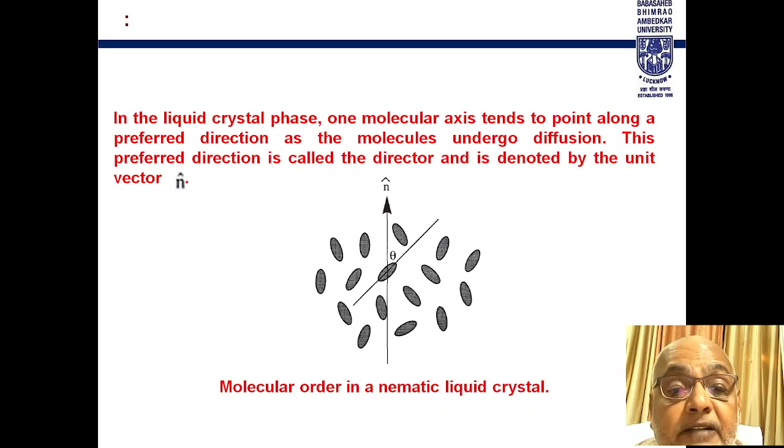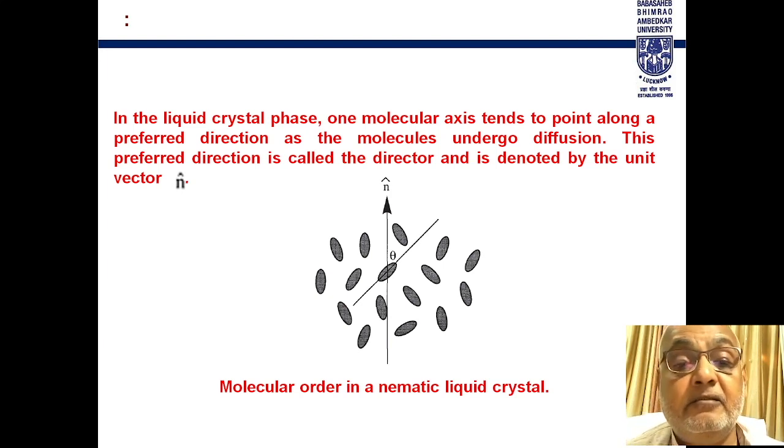In the liquid crystal phase, the molecular axes tend to point along a preferred direction as the molecules undergo diffusion. This preferred direction is called the director and is denoted by a unit vector. This figure shows the molecular order in a calamitic liquid crystal.